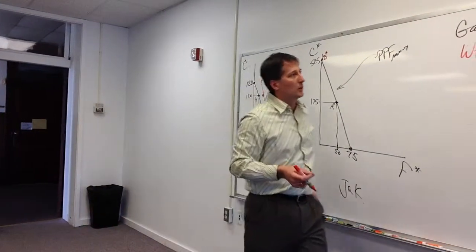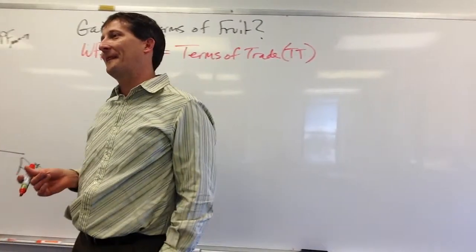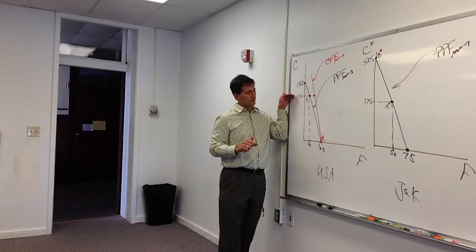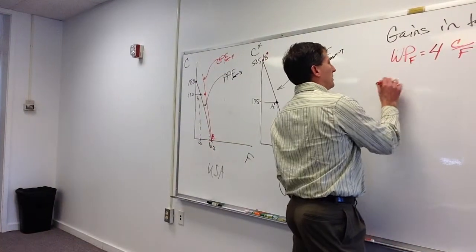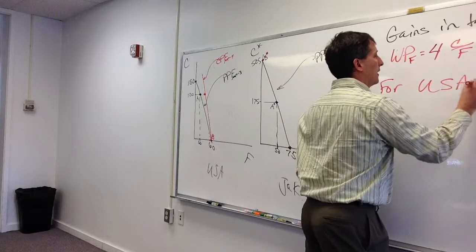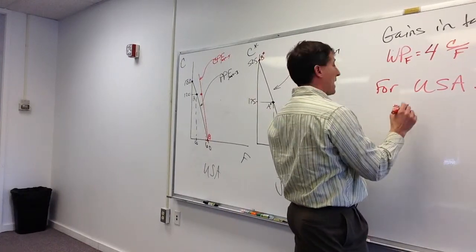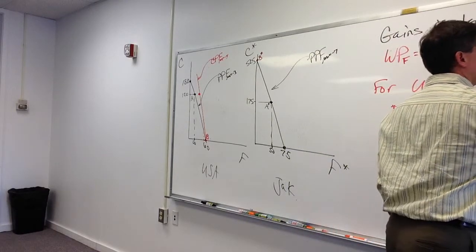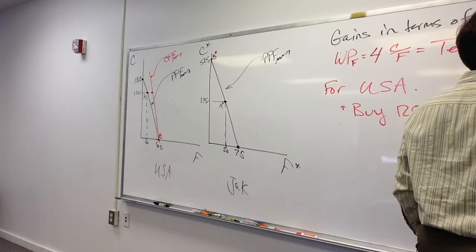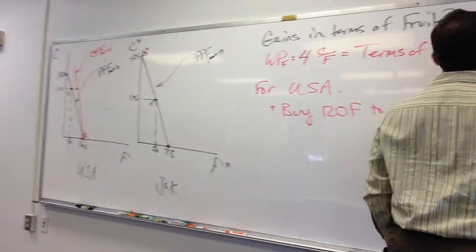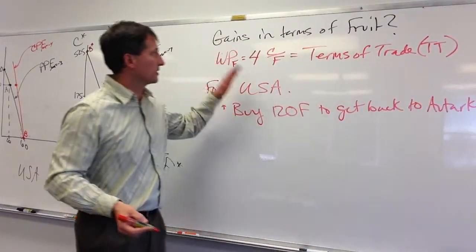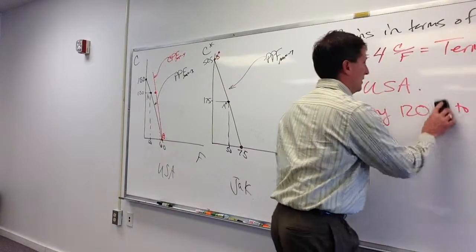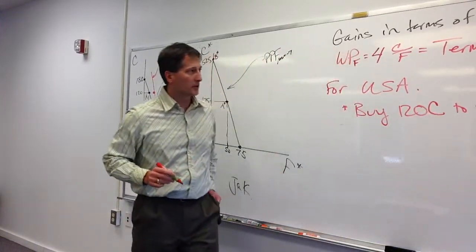So, what are the gains from trade? 10 fruit. How'd you get that? Okay. So, for USA, they are going to buy 120 fruit to get back to the autarkic point with computers, to get back to their starting place. Yes, sorry, 120 computers. So they're going to buy 120 computers.